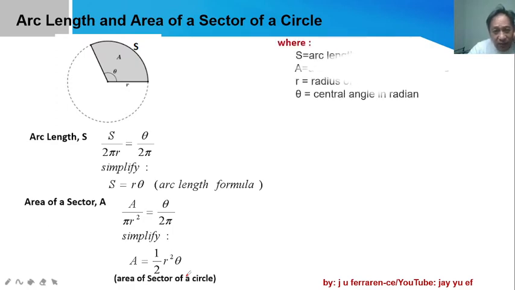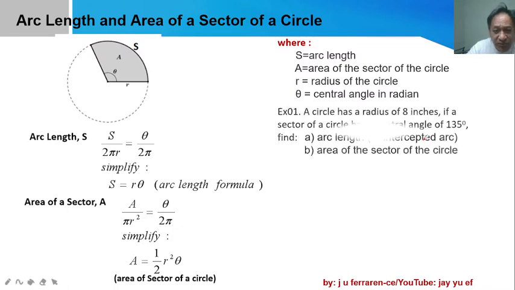Again, s is the arc length, A is the area of the sector of the circle, r is the radius of the circle, and theta is the central angle. In order to use these formulas, theta must be expressed in terms of radians. So a conversion of units will be needed if our angle is not expressed in radians.